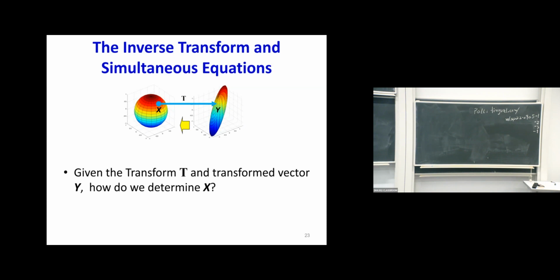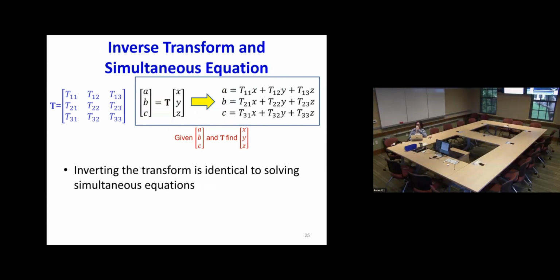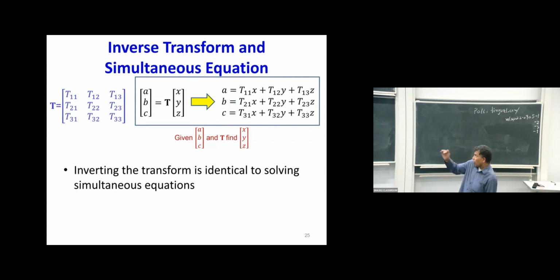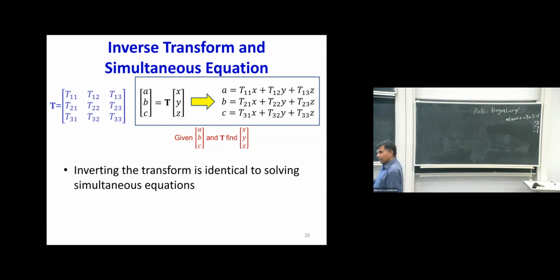That's what it is about, right? I can write it out as simultaneous equations. So I have y, which I've written as c, and the x vector, which I've written as x, y, z, is going to be a transform. If I just write it out component by component, there are equations, right? Each component on the left is a linear combination of the components on the right.